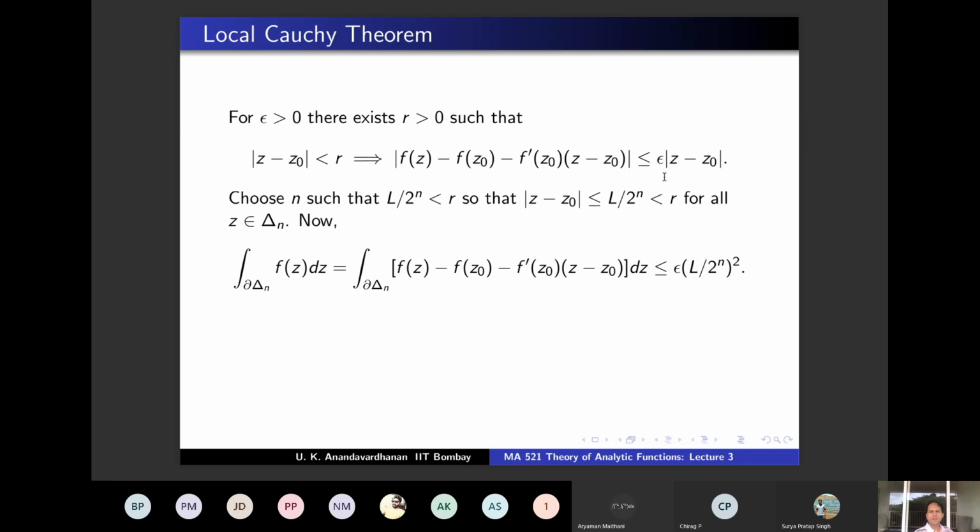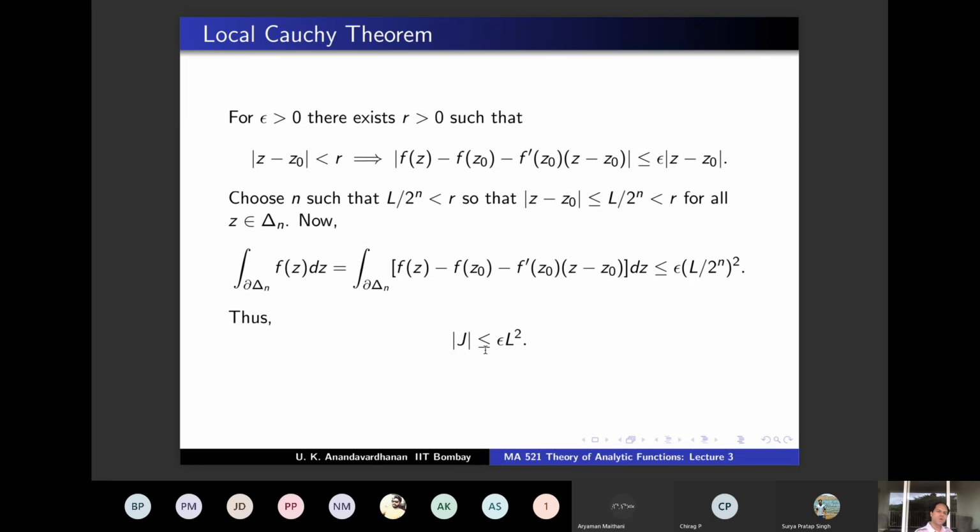So you are getting epsilon times L by 2 power n times the length of the boundary, which is another L by 2 power n. Okay, so there's a typo here which I will correct, which is less than or equal to epsilon times (L by 2 power n) whole square. So what you are getting is mod J is less than or equal to epsilon times L square.